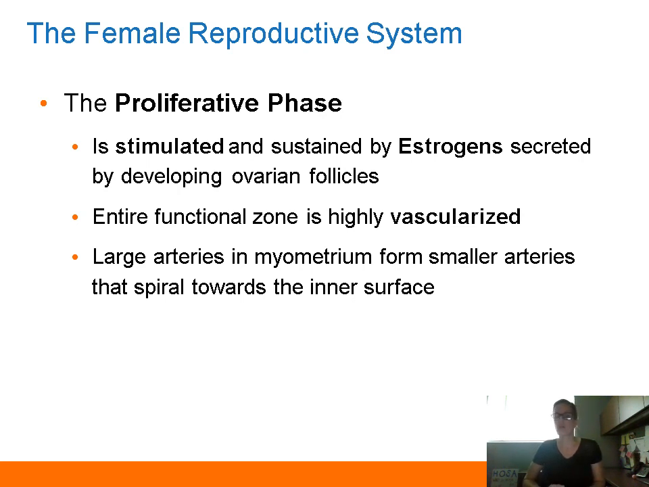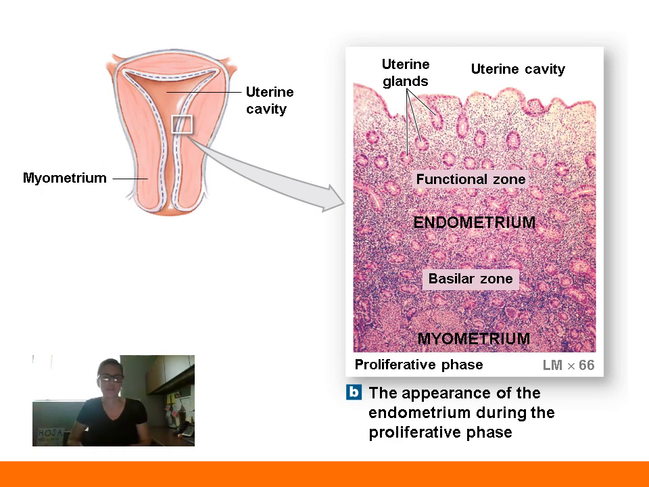This comes from the arteries in the myometrium. There are large arteries in the muscle of the myometrium, and they branch and branch and branch to form smaller arteries that spiral off towards the inner surface of the uterus. And that ends up giving us this highly vascularized endometrium.